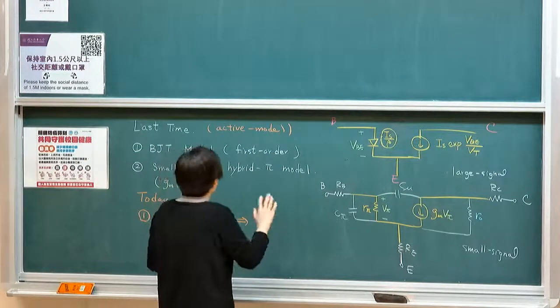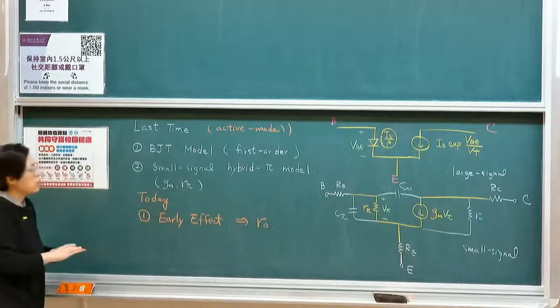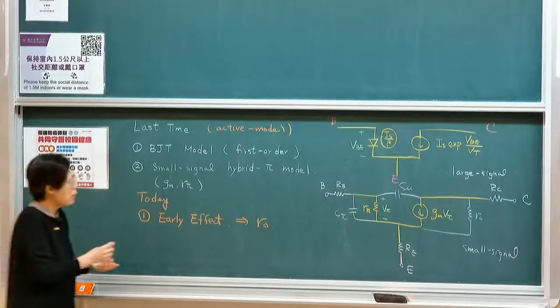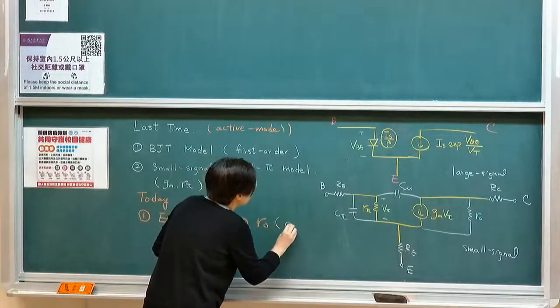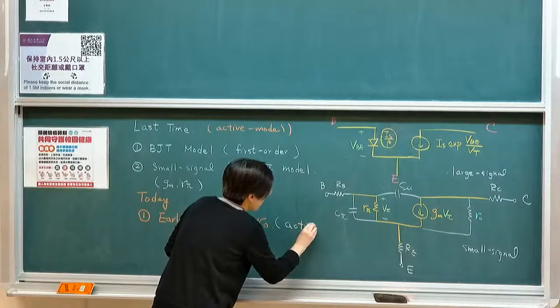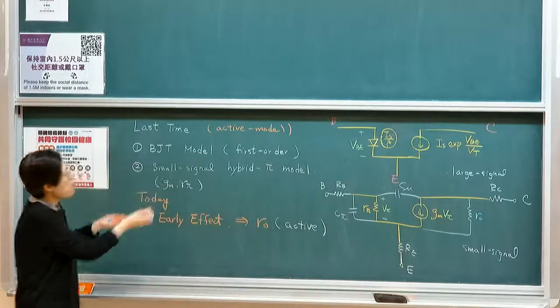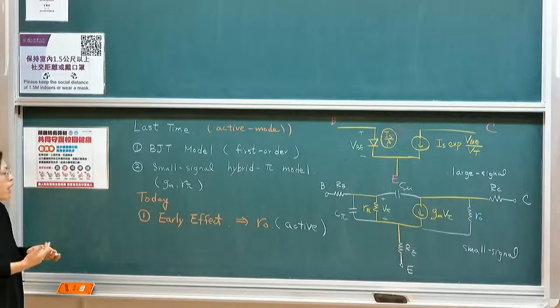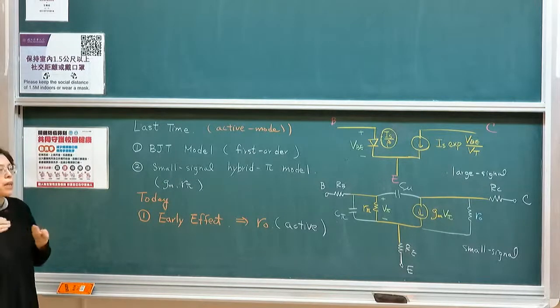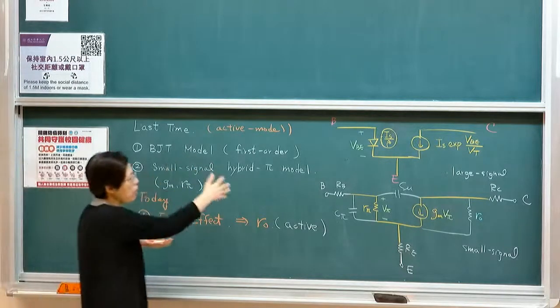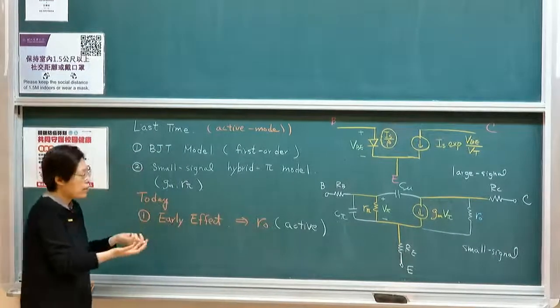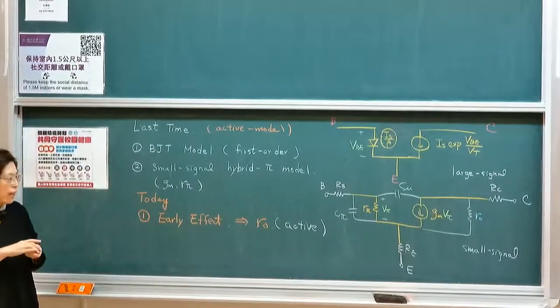OK, so what we're going to do today is first start by these. This is also still in active mode. So all of the above are talking about devices, especially the NPN transistor in active mode. These are also only valid when a device is operating in active mode.